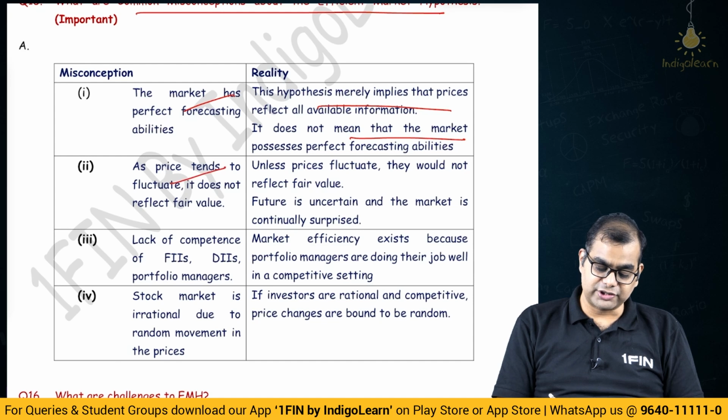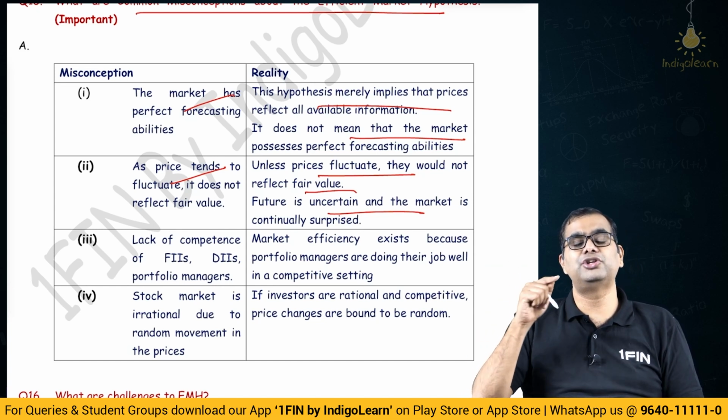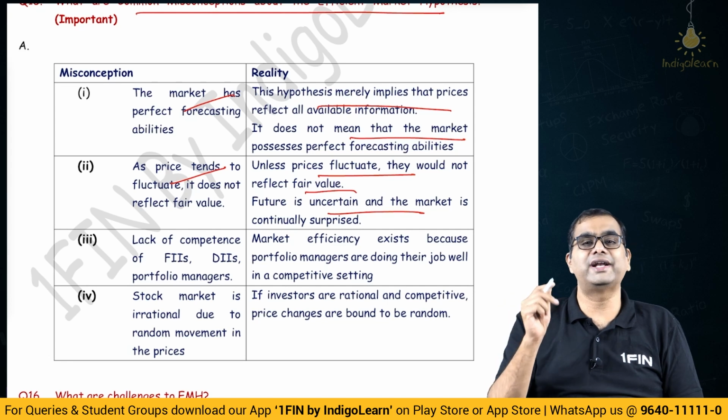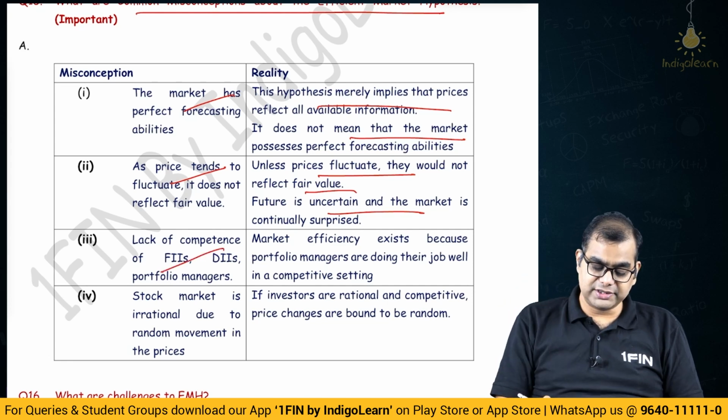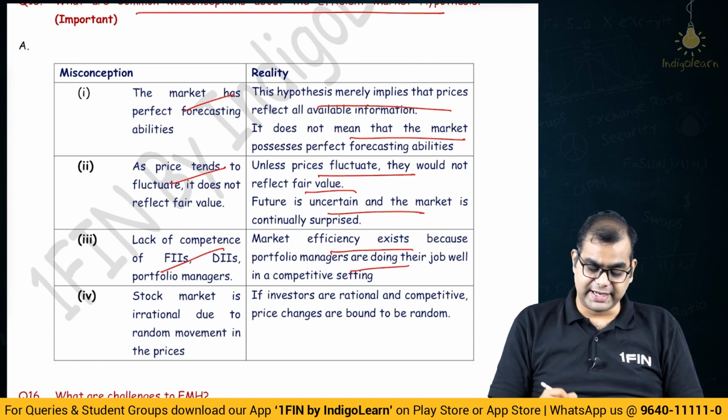As prices tend to fluctuate, it does not reflect fair value. Unless prices fluctuate, they would not reflect fair value. Future is uncertain and the market is based on continuously changing new information. So prices have to consistently change because new information is coming out at every point of time. Lack of competence of FIIs, DIIs and portfolio managers. Market efficiency exists because these people are doing their job and hence new information is coming out based on which the market is reacting. Stock market is irrational due to random movements.